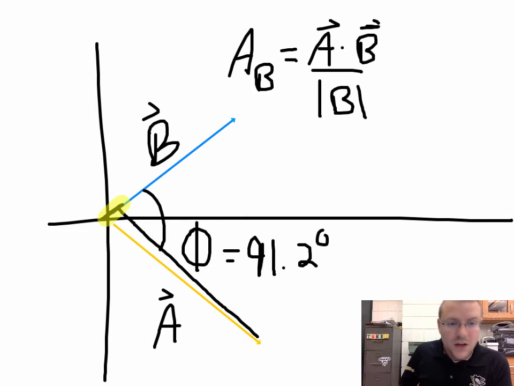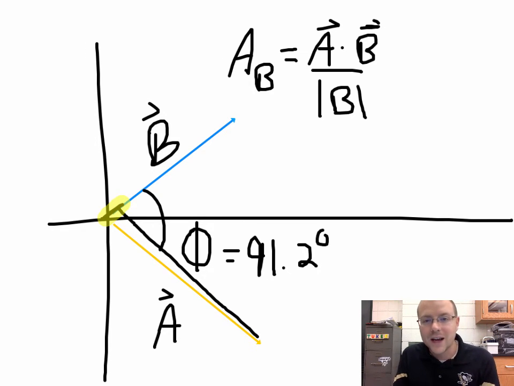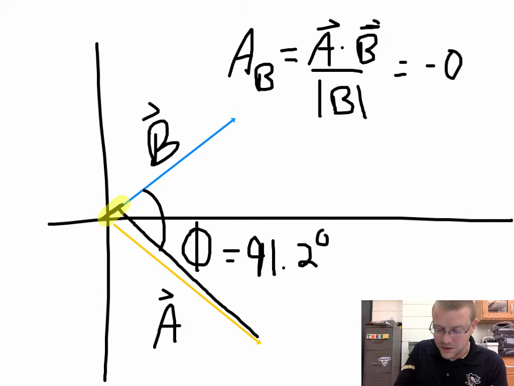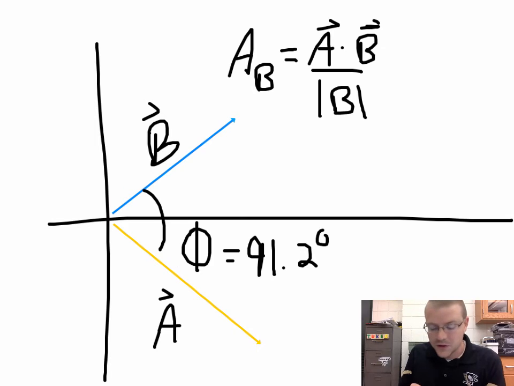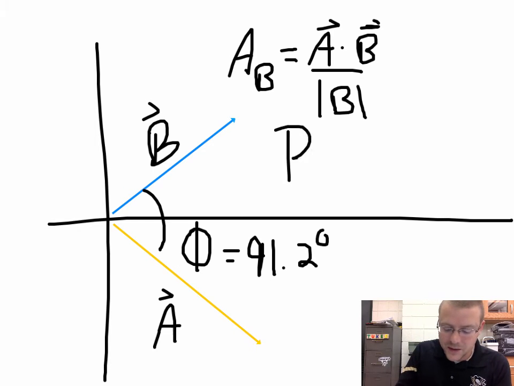I just solved for the amount of vector A in the direction of vector B. Like we said, that quantity comes out to -0.17. They can ask us the reverse too, like how much of vector B is projected in the direction of vector A. So that means you do the same thing.